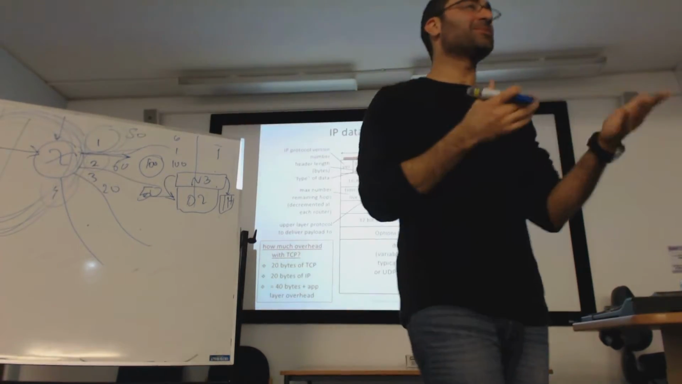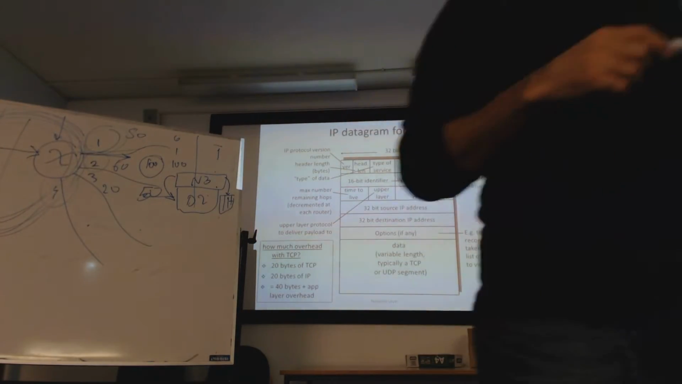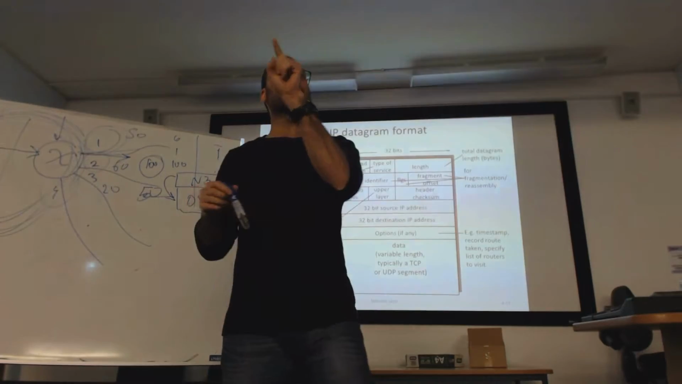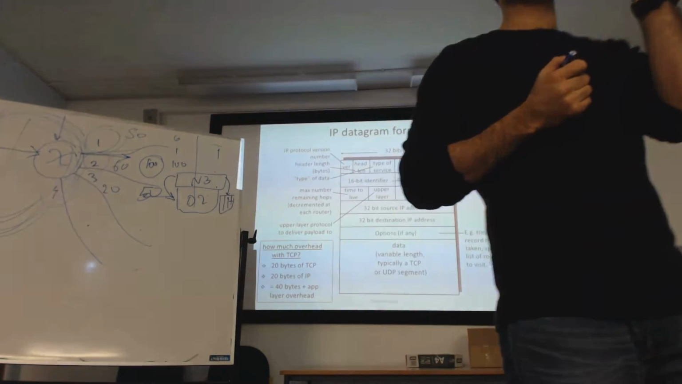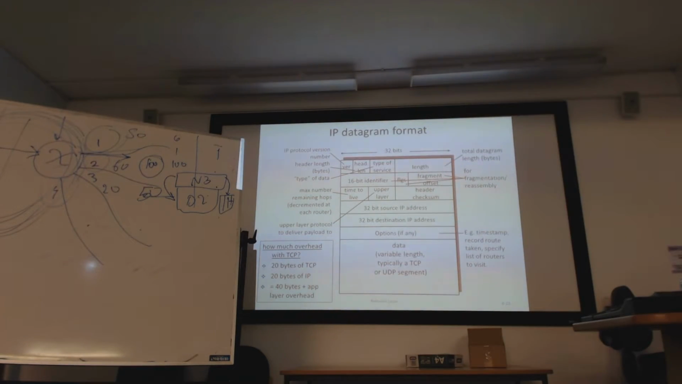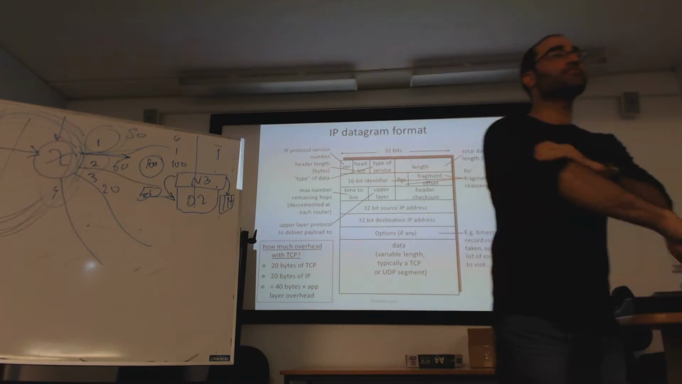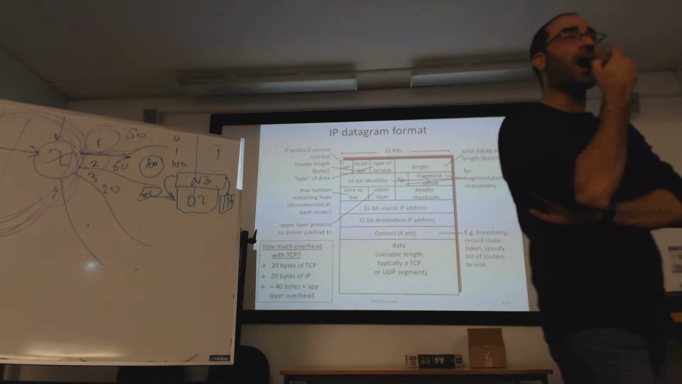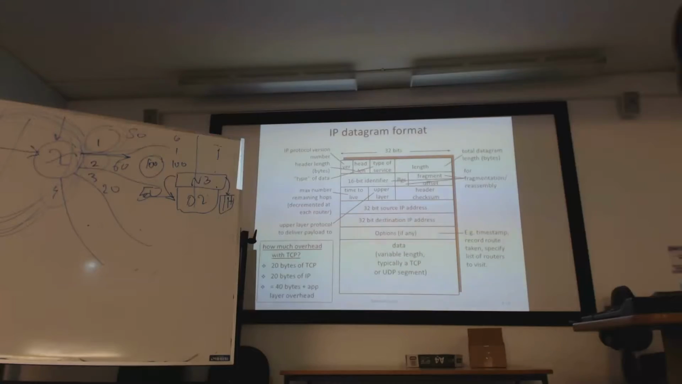Is that clear? Well, because I'm saying live and die, that's why. So, is that clear what time to live is? Good. What else? Upper layer. Someone. What's upper layer is? Why do I need that? Why do I need the upper layer?